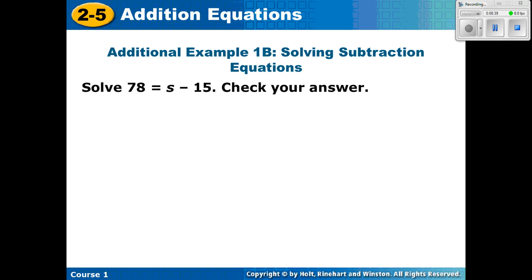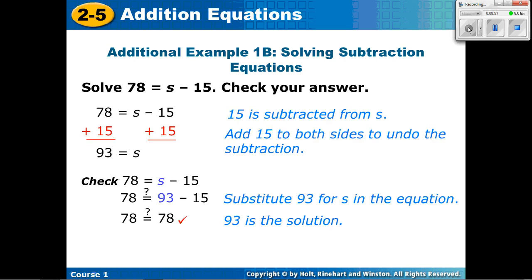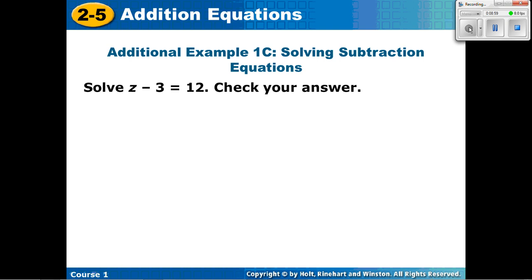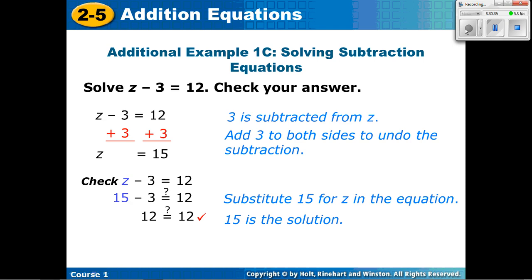Pause the video and try to work this one out on your own. And when you unpause it, the answer will be on the screen. Did you get it right? I'm sure you did. Now pause the video again and try to work this one out on your own. So we had z minus 3 equals 12. So since it is a subtraction equation, we're going to add 3 to both sides. So z equals 15.